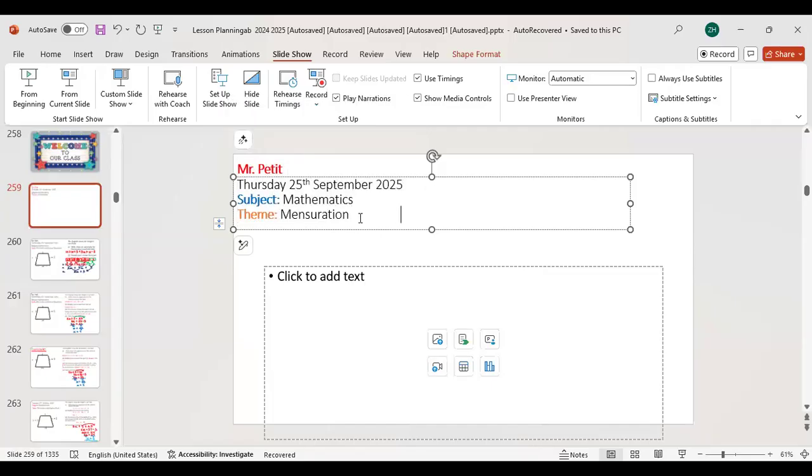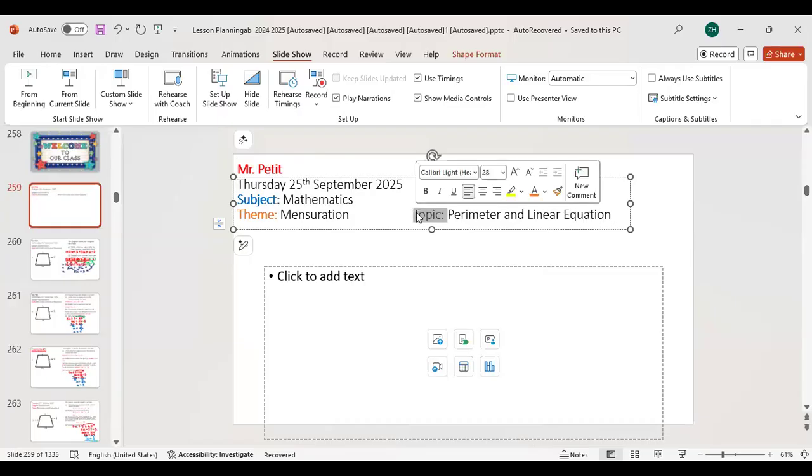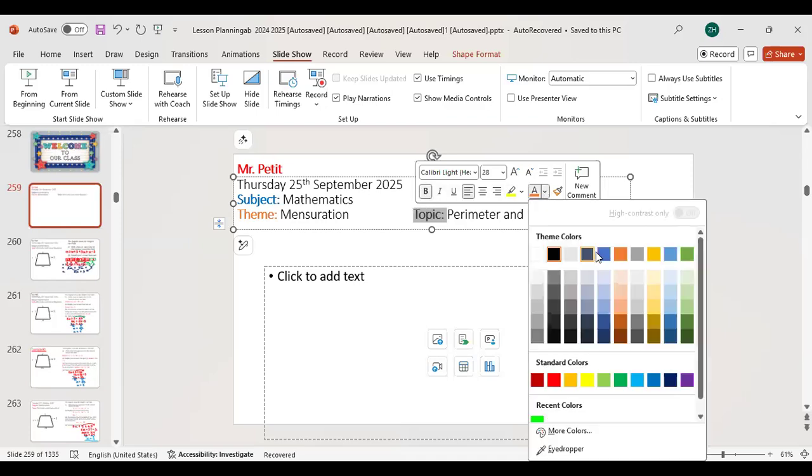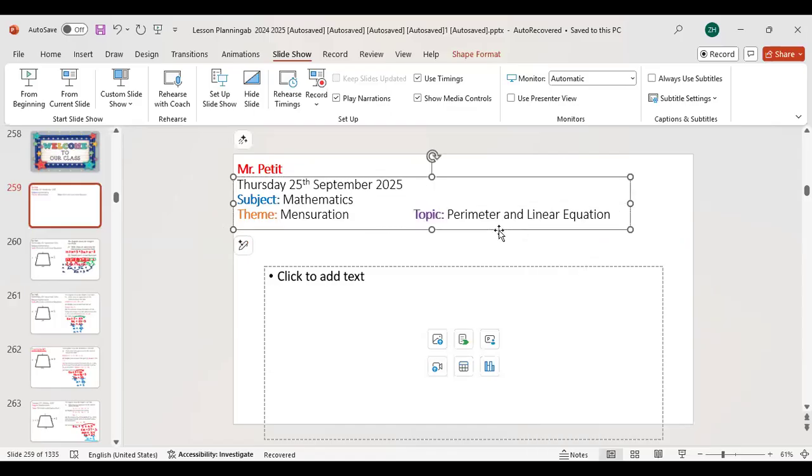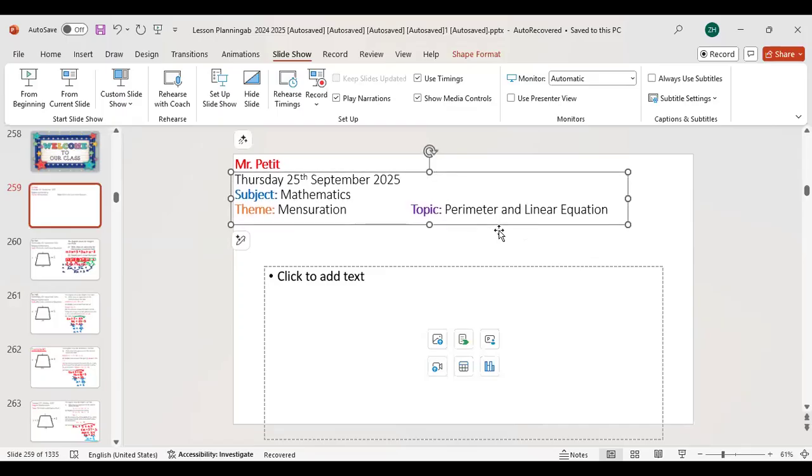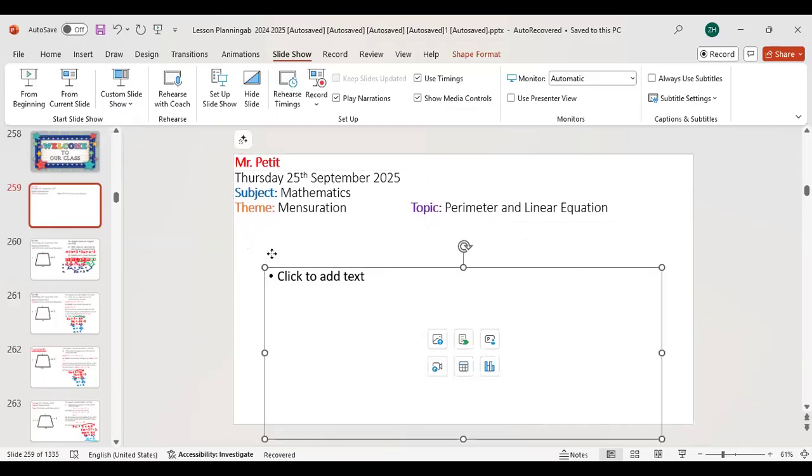But we still are doing mensuration. Today we're going to be looking at perimeter, but with linear equations, and we're going to learn how to solve them. So we're going to finish what we started yesterday. If you didn't understand what we did yesterday, that's fine, because we're going to recap it today and then build on those ideas.